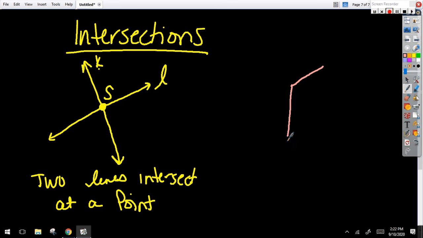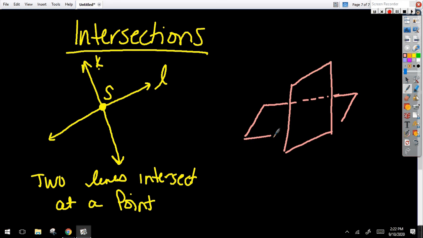Let's say we have two planes that intersect. Now remember, planes go on forever, right? So even though you don't see lines, these sides are going on forever and ever and ever. What happens? Oh my goodness, I hope this looks okay. Oh, terrible, y'all, terrible. Okay, but anyway, these two planes are intersecting at a line, okay?